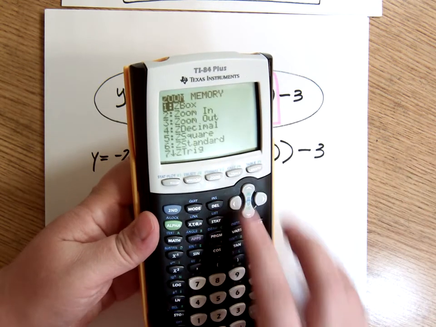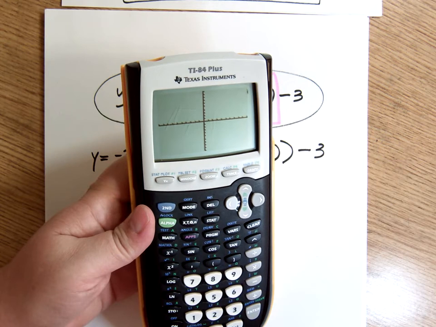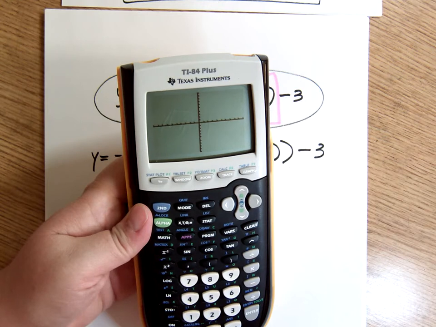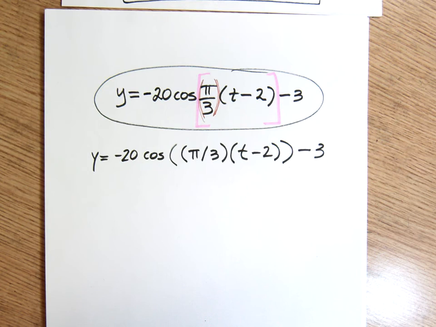Let's do zoom 6 and see if we can get a cosine graph here. I'm not seeing one, so I don't know what's happening. I don't know if I typed something in wrong. It doesn't look like it. I'm going to grab another calculator just because I feel like I was having trouble with this one earlier. So just in case.